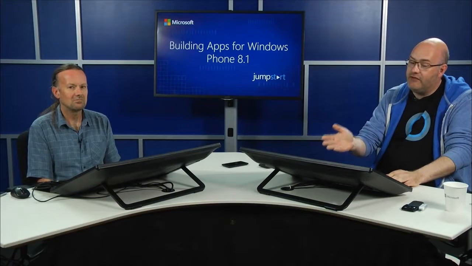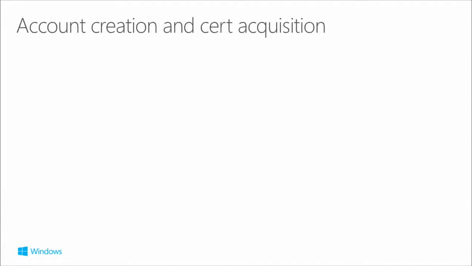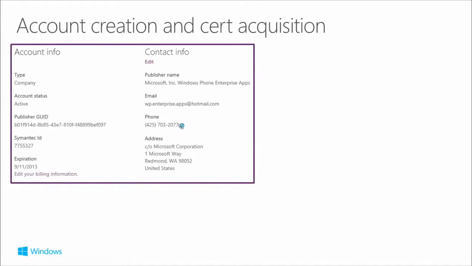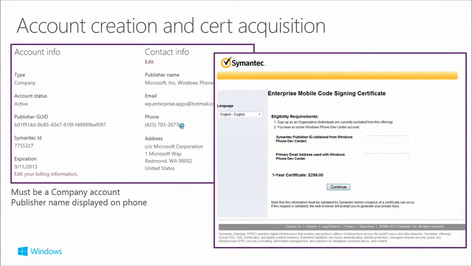Public versus private. Public, you go through the Microsoft certification process. If you don't want to do it and you want to sideload apps, you are responsible for your own QA, quality assurance and testing. You have to create an account for sideloading, so it needs to be a company account. Your publisher name is something you specify with Symantec. We are using Symantec, where you can buy a code signing certificate for $300 a year.